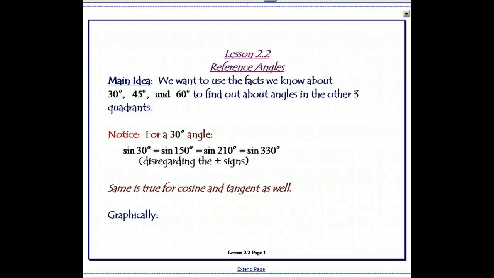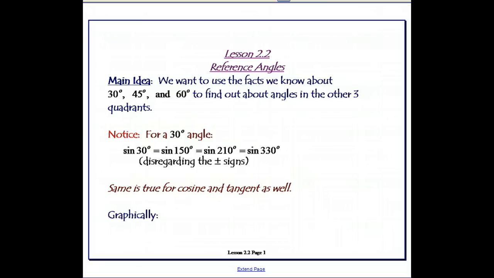Alright guys, welcome to lesson 2.2, and it's actually one of my favorite lessons. It's kind of a neat little lesson where we leverage some information from 2.1 and then find out we can use that for angles in the second quadrant, third quadrant, and fourth quadrant. And so here is the basic idea.